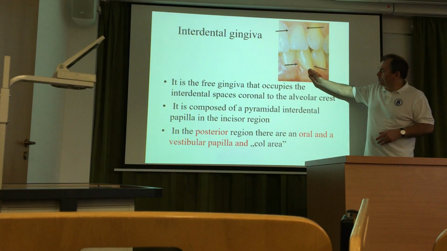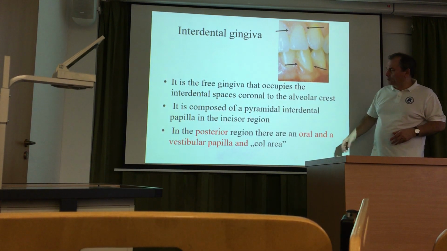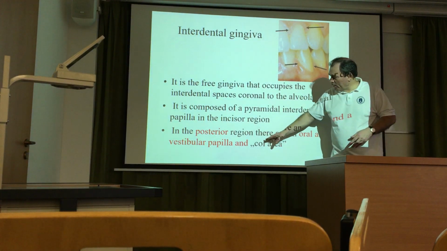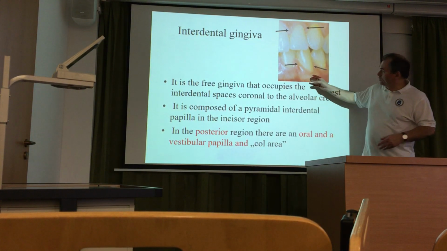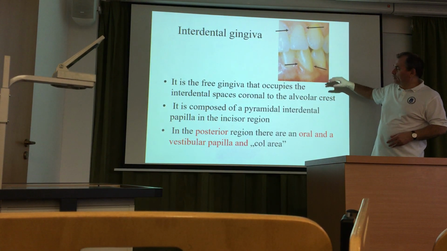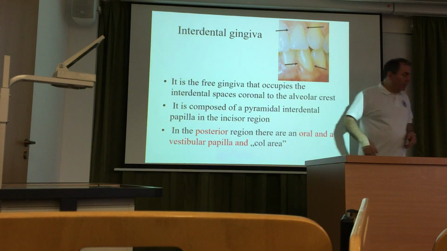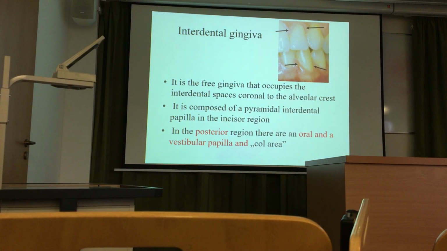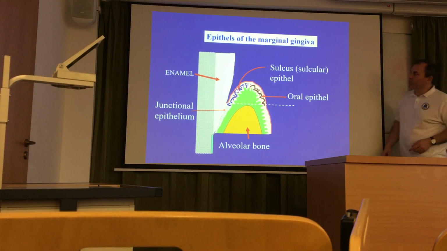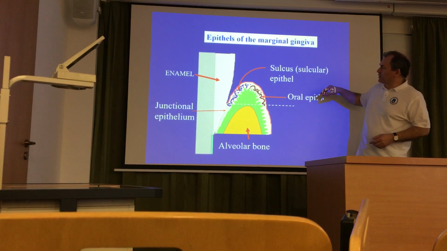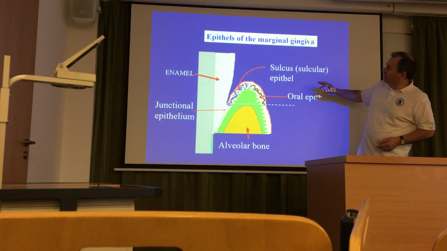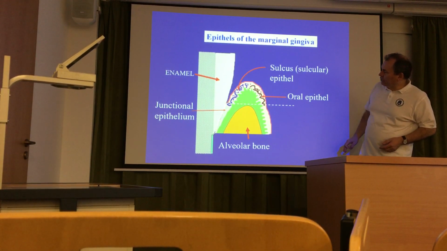This interdental gingiva could be pyramidal in shape, but could be saddle in shape, where this core area is forming in the posterior region. So in the anterior region it is triangular, but it is saddle shaped in the posterior region with two papillae, the oral papilla and the vestibular papilla, and between them there is the core area, as I mentioned, and we have different epithelial linings here.